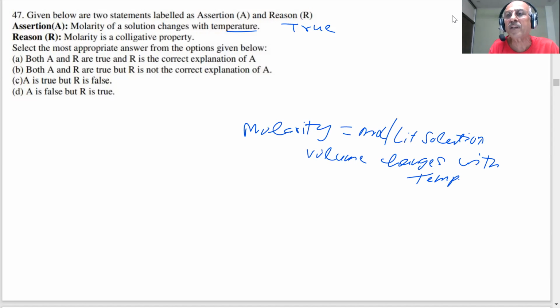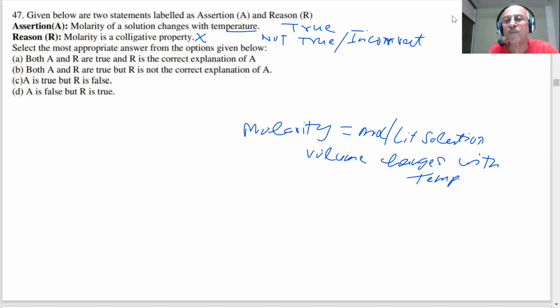Molarity is a colligative property. What are colligative properties? A colligative property depends on the number of solute particles, but molarity is not dependent. Molarity is moles per liter. It is not true, student. Incorrect statement.